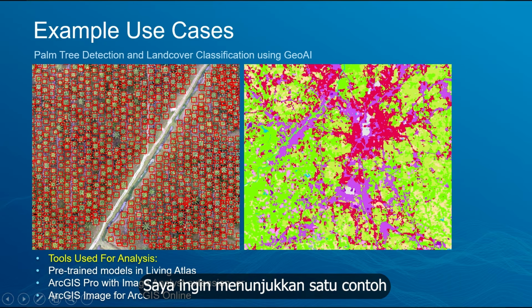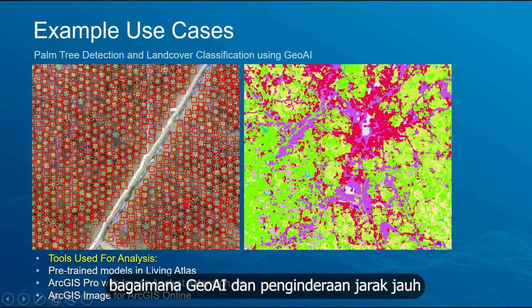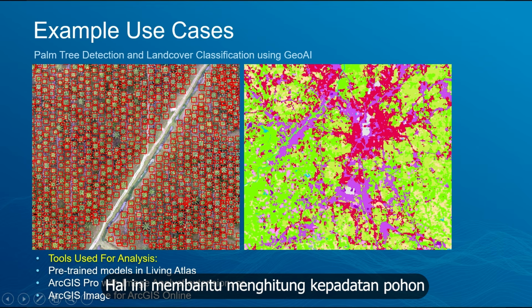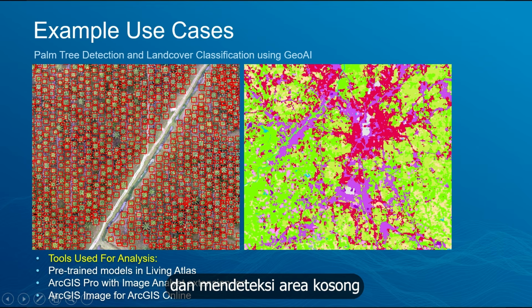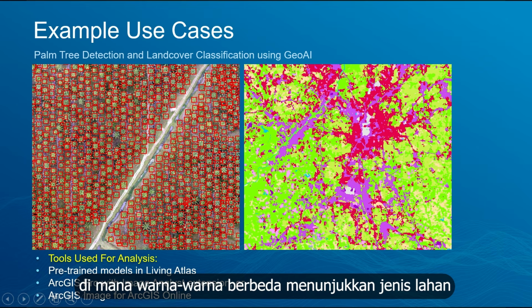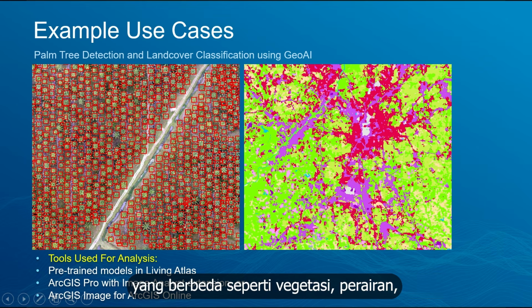I'd like to showcase one example of how GeoAI and remote sensing can automate palm tree detection and land cover classification. The first image shows palm trees detected using GeoAI, with each tree outlined in red, helping to calculate tree density and detect gaps for replanting. The second image is a land cover classification map where different colors represent distinct land types such as vegetation, water bodies, urban areas, and bare soil.